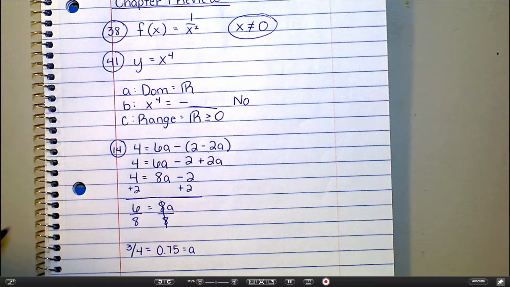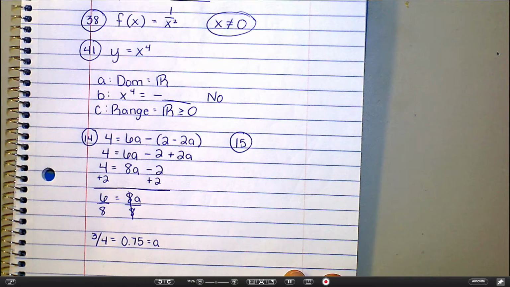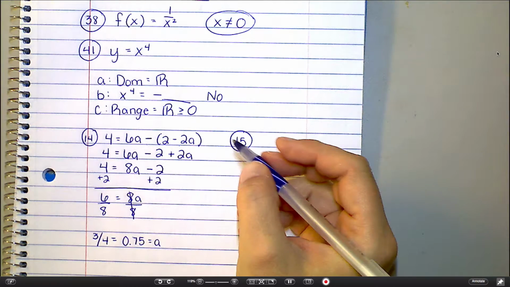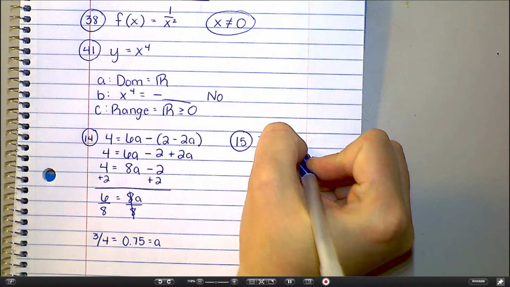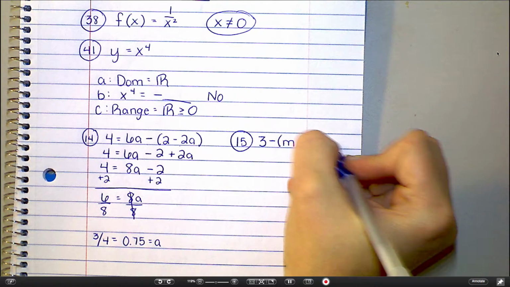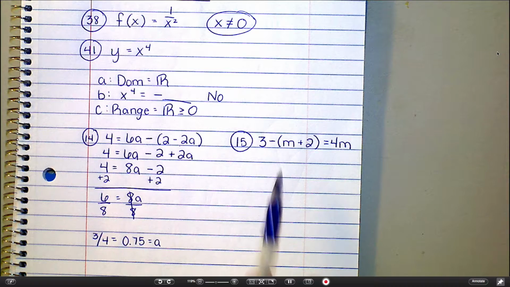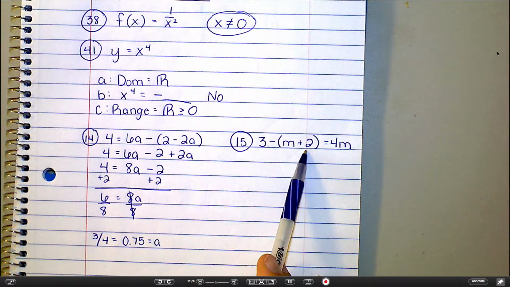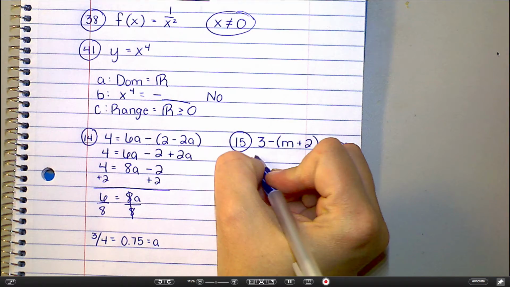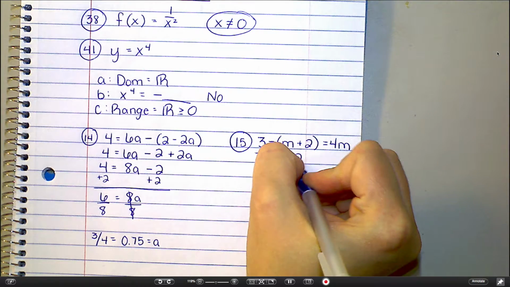Okay, what else? Sarah? 15. Okay, so 15 is actually pretty similar to 14. I'm going to put it right next to it. So 15 says 3 minus m plus 2 equals 4m. Okay, so what is going to happen with this negative sign? It's going to distribute into the parentheses, not the 3, just the negative sign. So I'm going to have a minus m, and then this is going to become a minus 2.